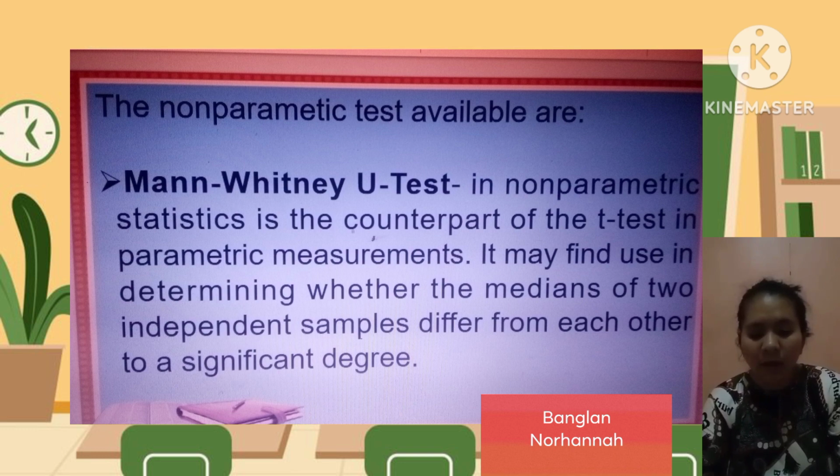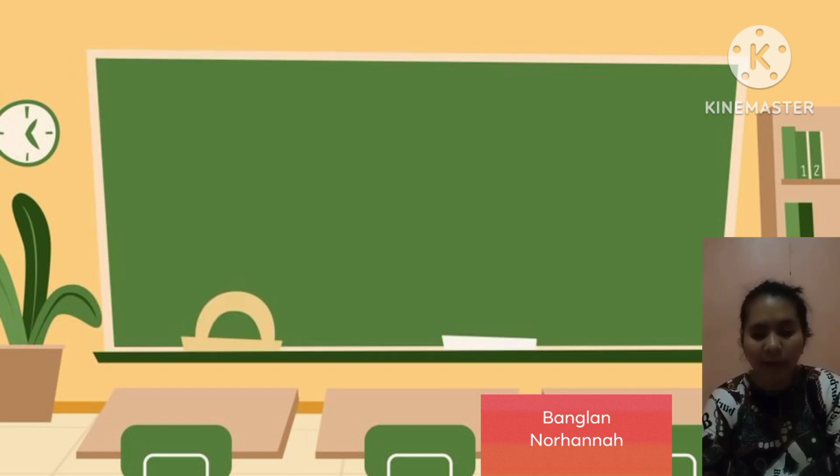Mann-Whitney U test in nonparametric statistics is the counterpart of the t-test in parametric measurement. It may find use in determining whether the medians of two independent samples differ from each other to a significant degree. The Mann-Whitney U test is especially useful when the data does not meet the assumptions of normality or when the data is measured on an ordinal scale.